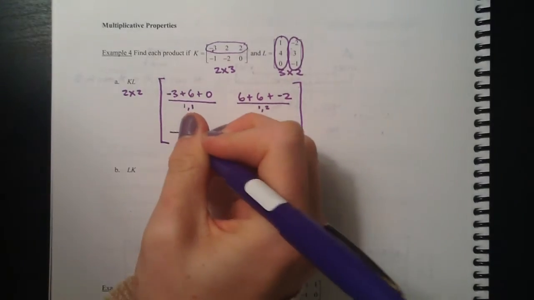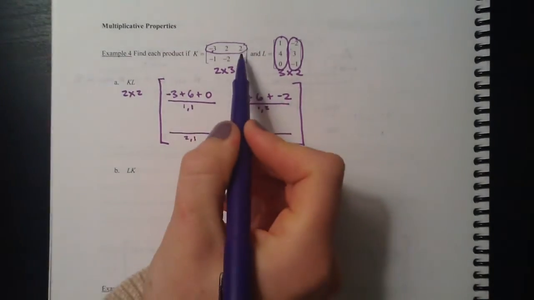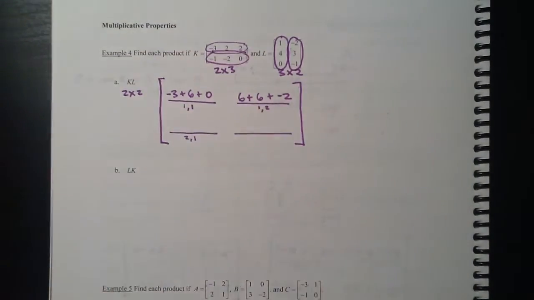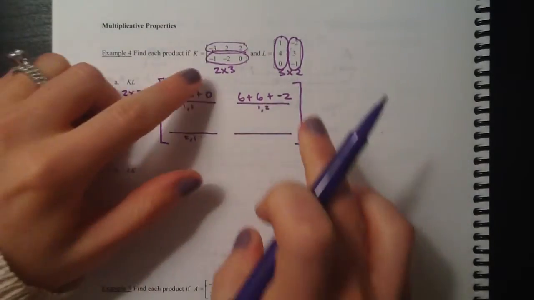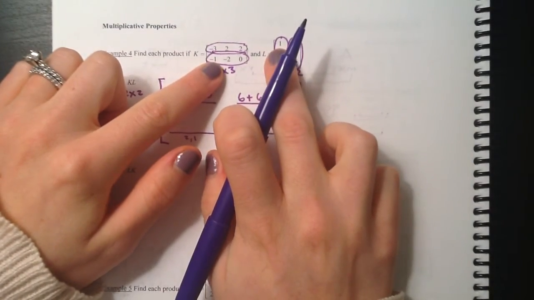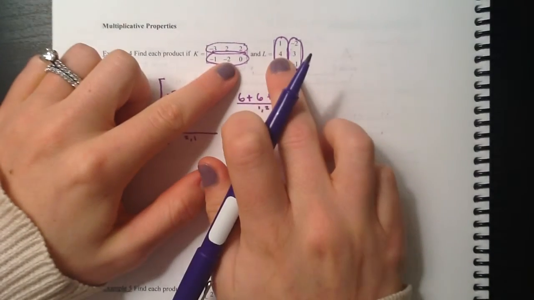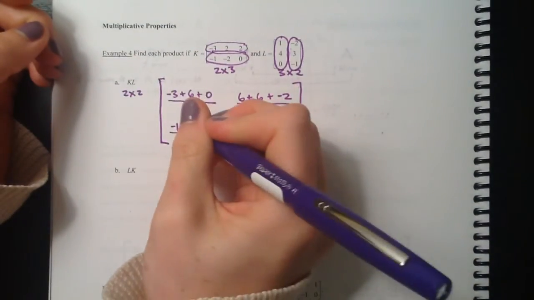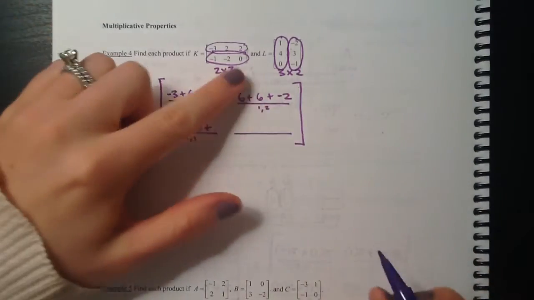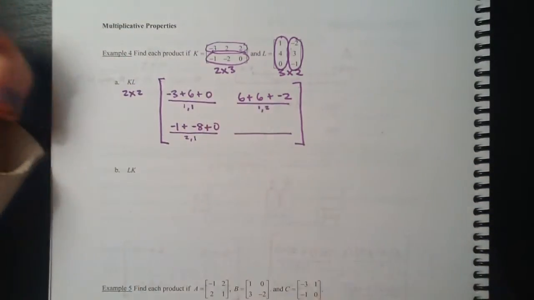Now I'm in row 2. I'm back in column 1. So I'm going to use row 2 right here times column 1, match them up and multiply them. Negative 1 times positive 1 is negative 1. Negative 2 times positive 4 is negative 8. 0 times 0 is 0.